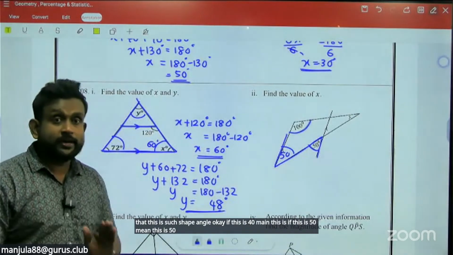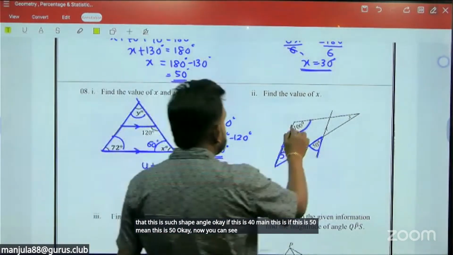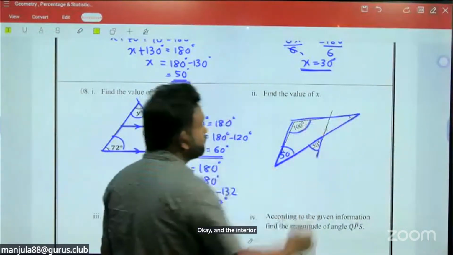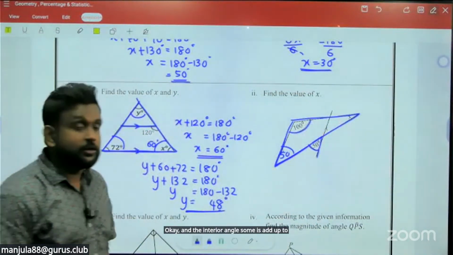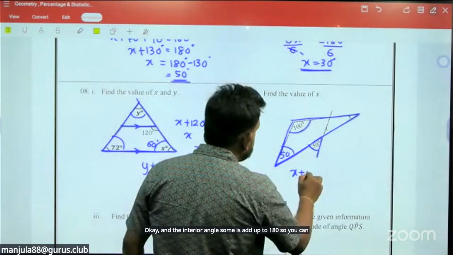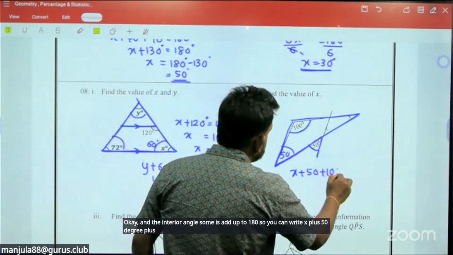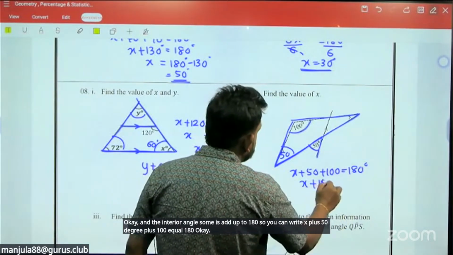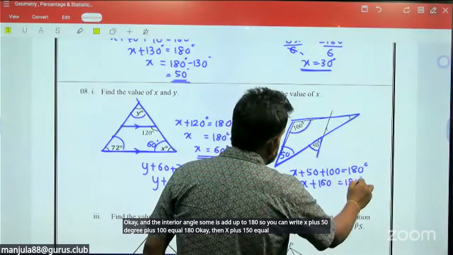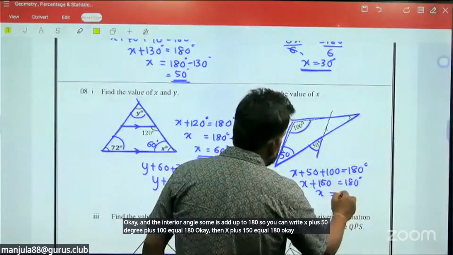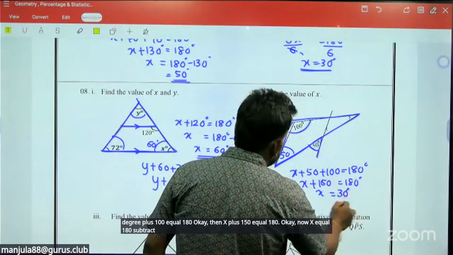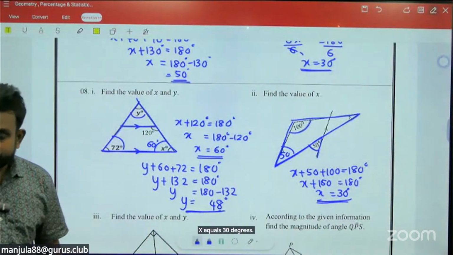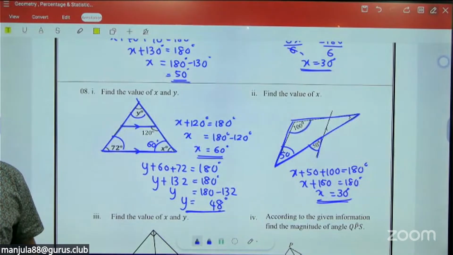Now you can see that this is a triangle, and the interior angle sum adds up to 180. So you can write x plus 50 degrees plus 100 equals 180. Then x plus 150 equals 180. Now x equals 180 subtract 150, which means 30 degrees. x equals 30 degrees.